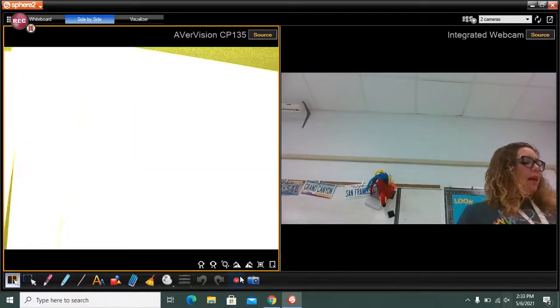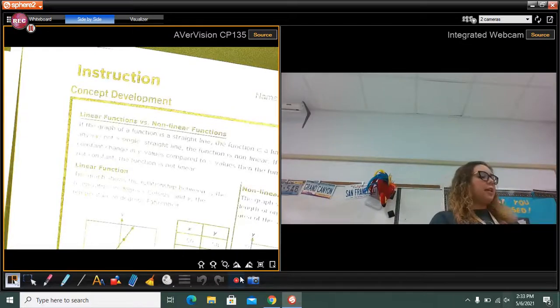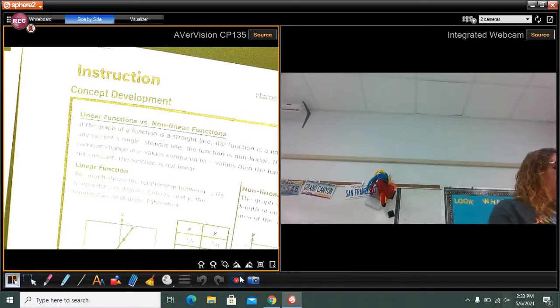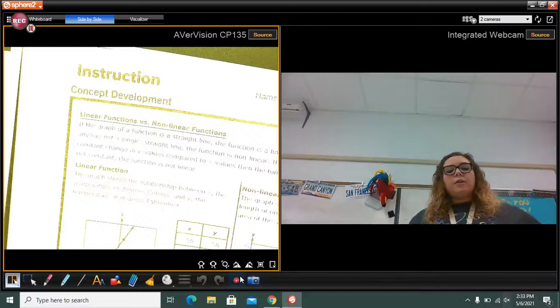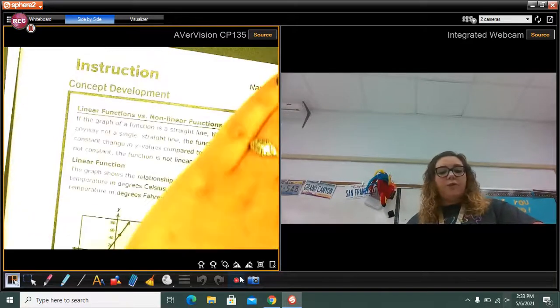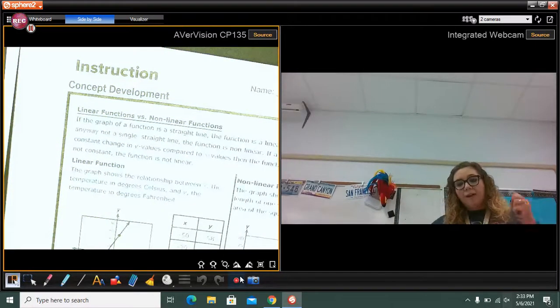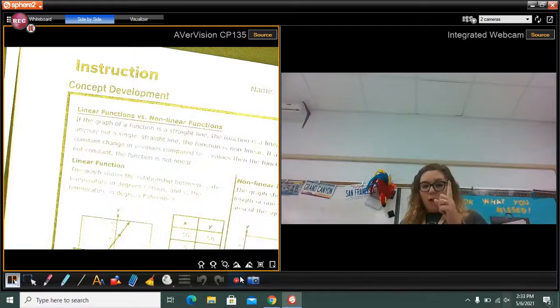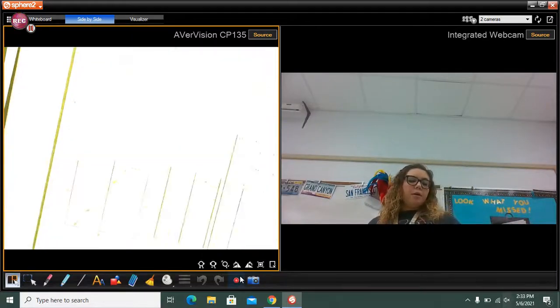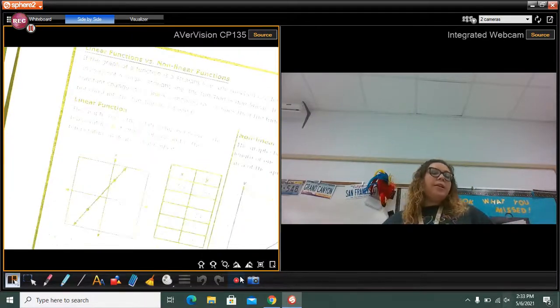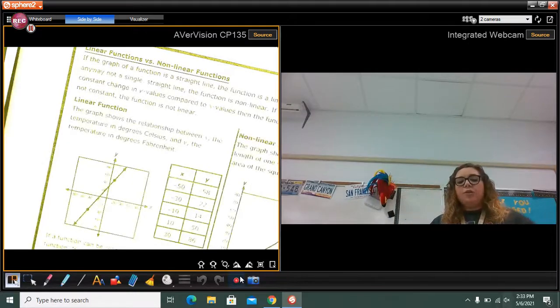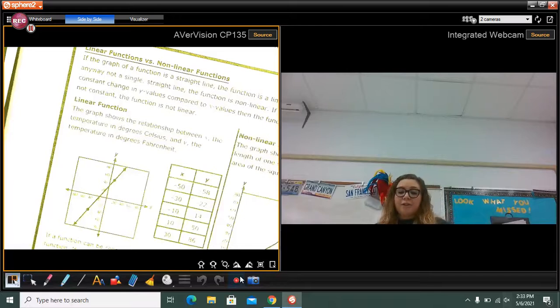So now, when I did the check-in last year, okay, my students got really confused. Okay, because we just learned what a function is. A function is for every input you have exactly one output. Okay? But now we're going to see if it's linear or non-linear, if it's a straight line or if it is not a straight line. Okay, there is a difference.